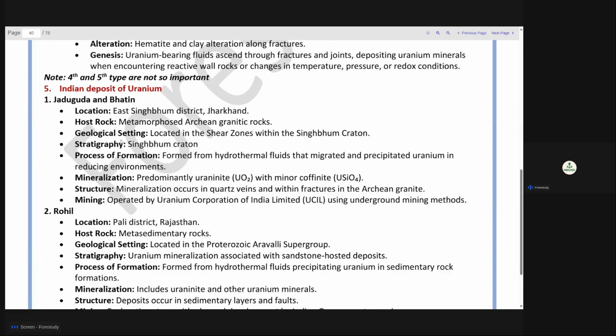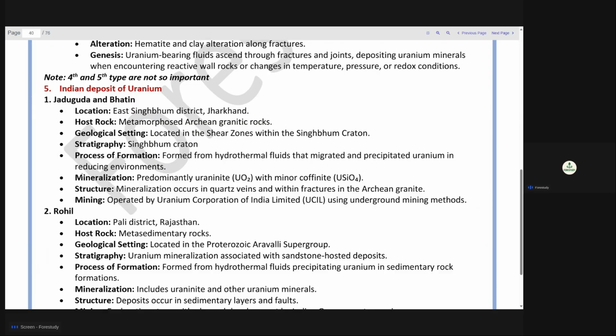Okay, stratigraphy is Singhbhum Craton, obviously. Process of formation: formed from hydrothermal fluids that migrated and transported uranium in a reducing environment. So same thing. Just remember this process, and you can write it for any Indian deposit, how this takes place. So hydrothermal fluids are important. Precipitation is important. Uranium in a reducing environment is important.